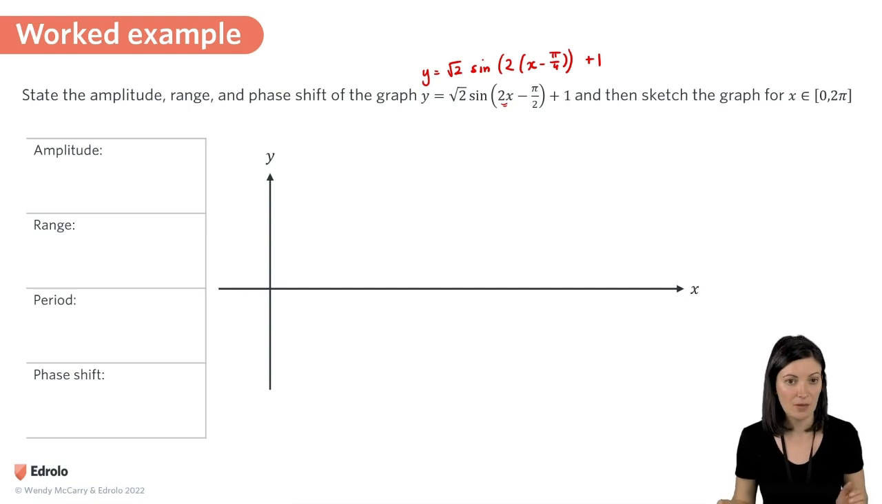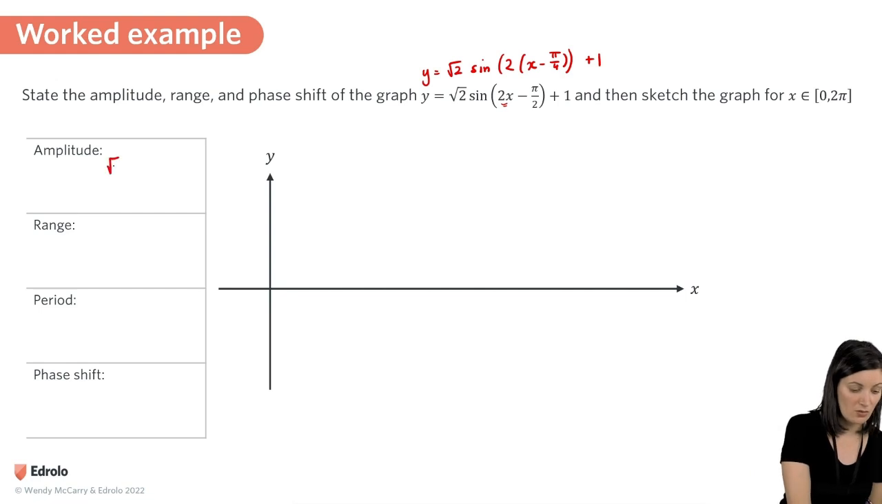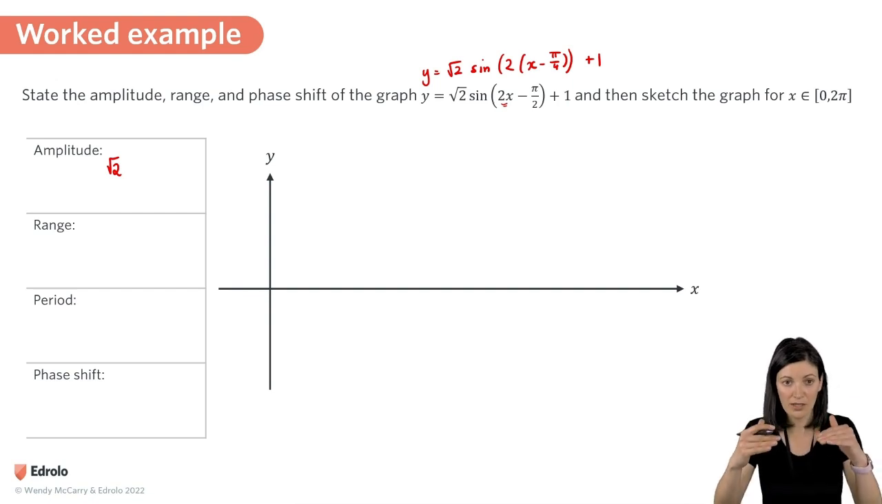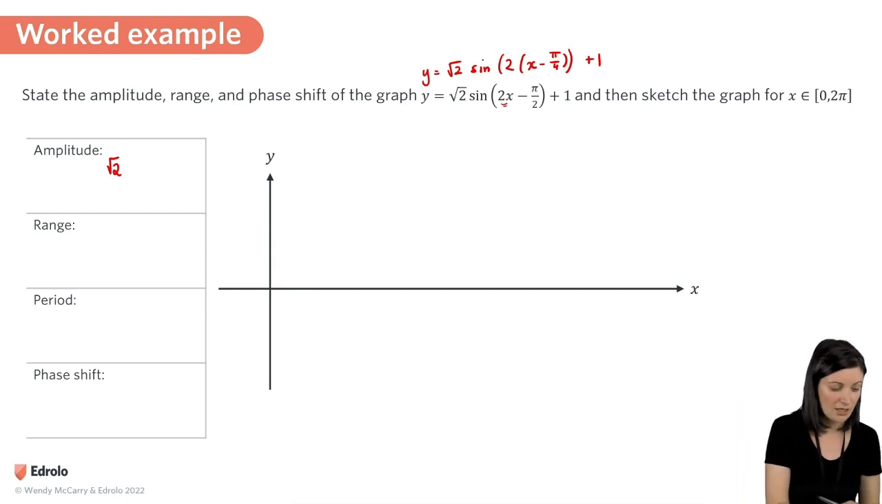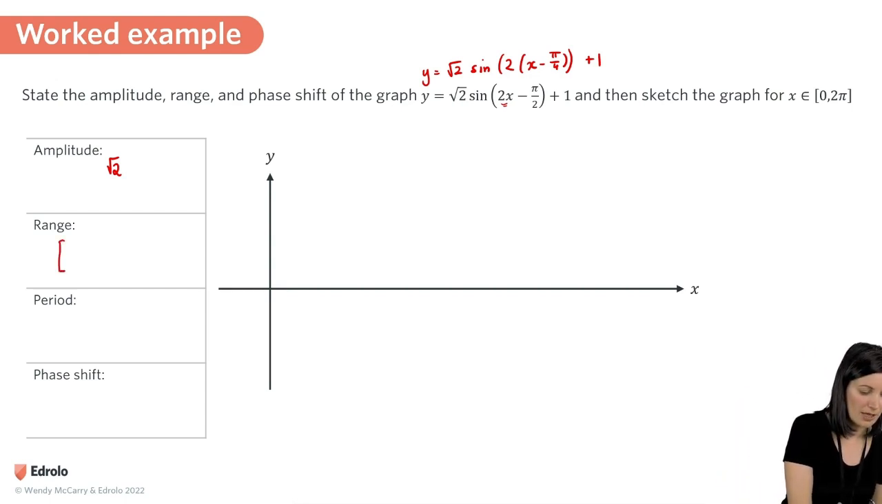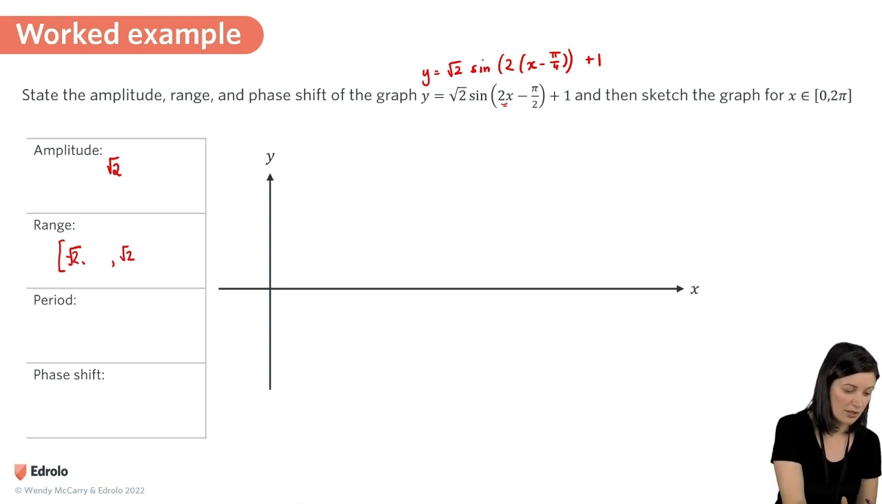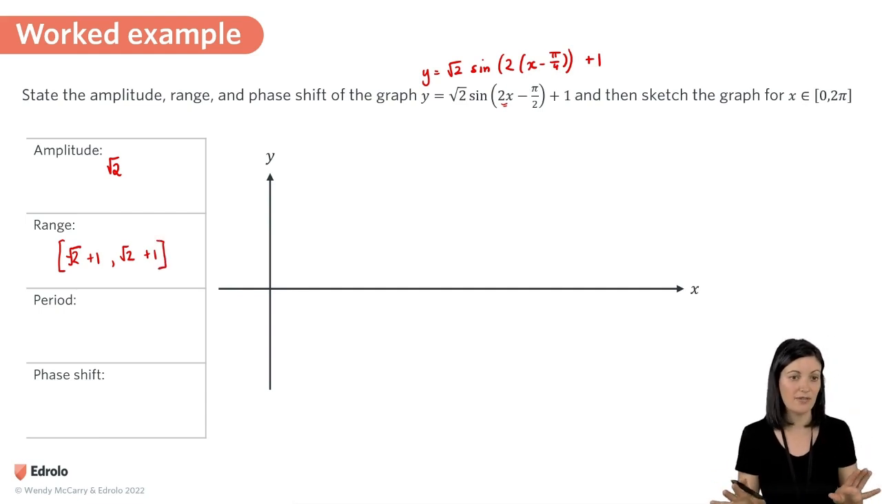Okay, now let's think about what we've got going on here. A is root 2, so the amplitude is root 2. I've got this vertical shift up 1, so that means my range is also going to be shifted up 1. Normally my range would have been minus root 2 to root 2, but because of that vertical shift, I've got to add 1 to each of those values. We don't have a calculator, so we're just going to leave that as an exact value. So my range is going from minus root 2 plus 1 up to root 2 plus 1.